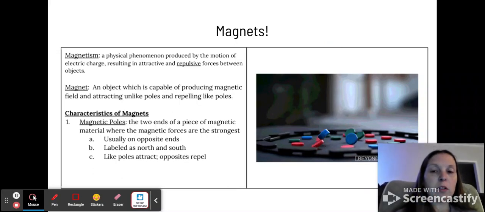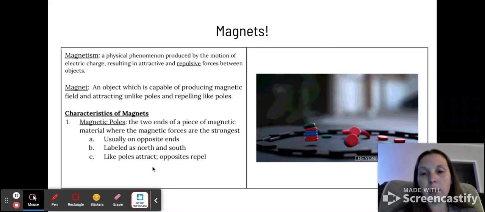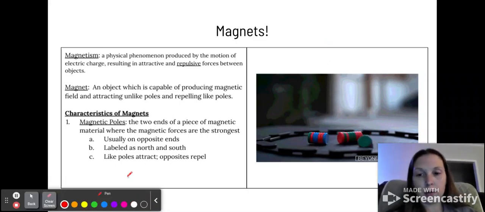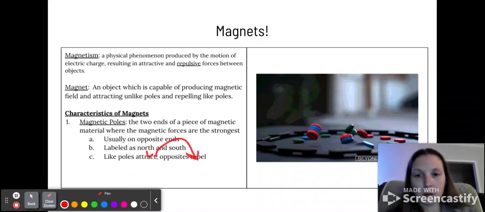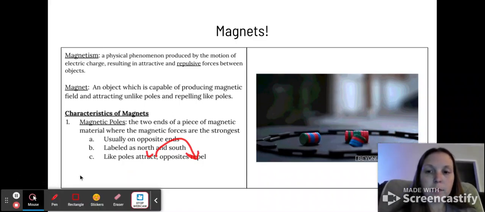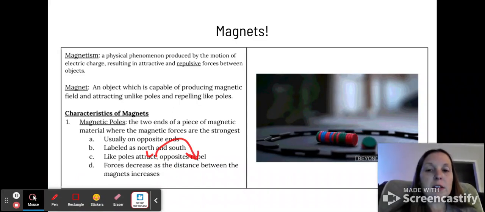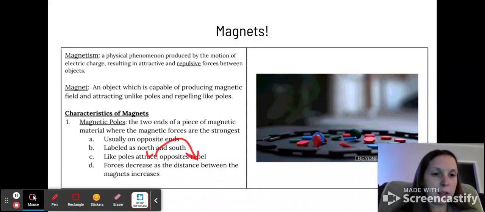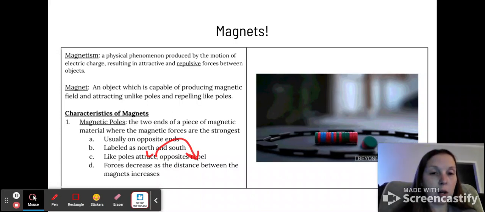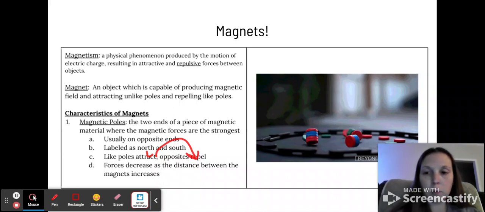Remember that like poles repel, opposites attract. I had this backwards, so we're going to switch these. Okay, so like poles repel, opposites attract. And then the forces that are experienced in this magnetic field will decrease as the distance between the magnets themselves increases. So the further you slide them apart, the weaker that connection will be, or the weaker that force of attraction will be.